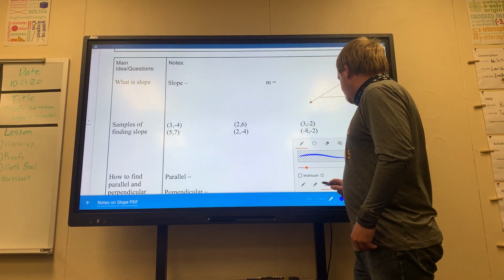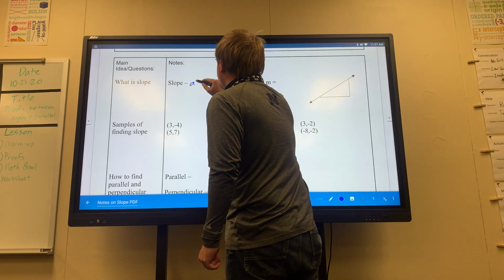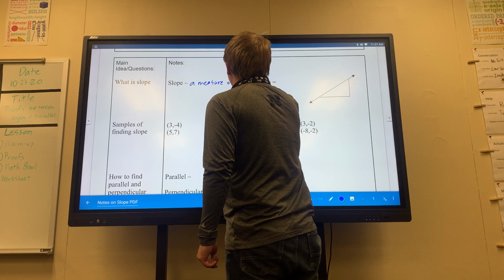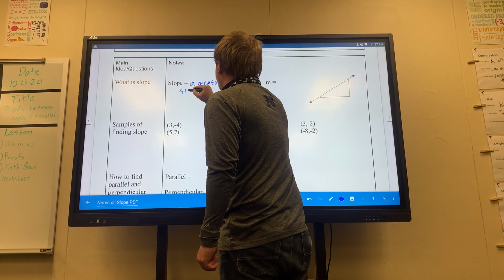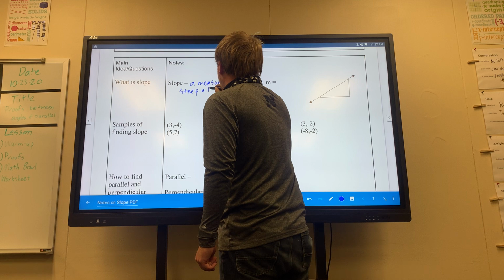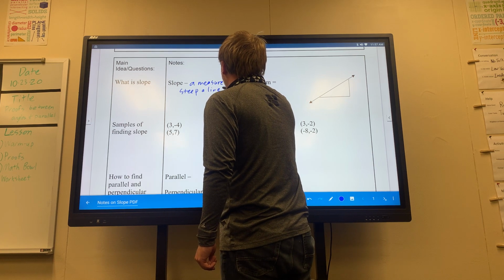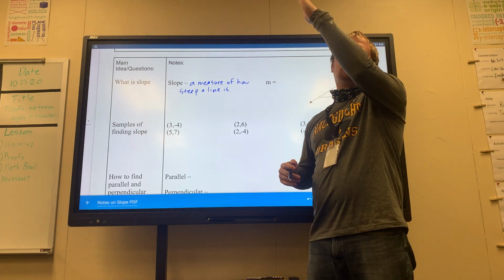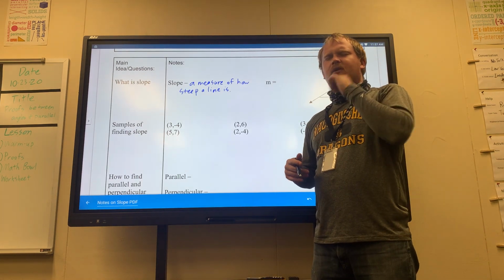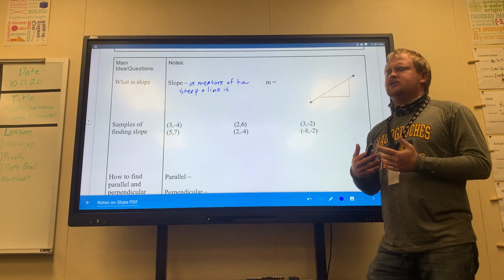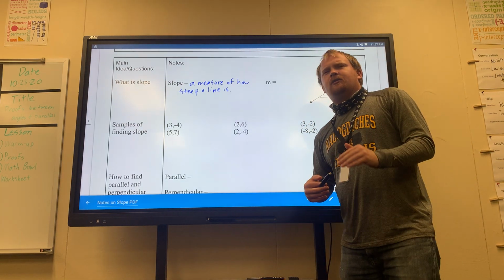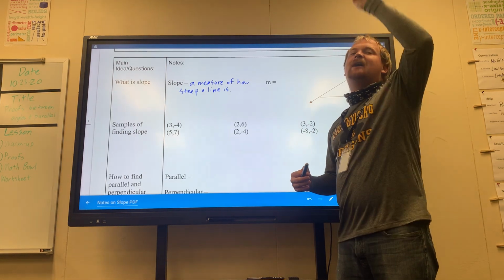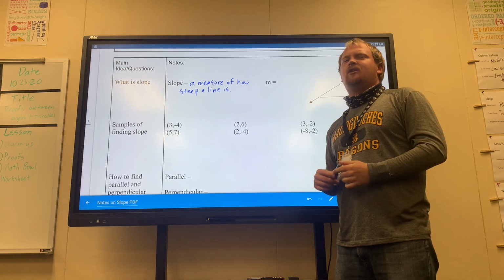Well, slope is a measure of how steep a line is. So if you recall, slope is basically how high it goes up and how far it goes left to right. So one of the things we actually look at as far as steepness of the slope is the rise and the run of the slope. Remember, rise over run is how we identify slope.